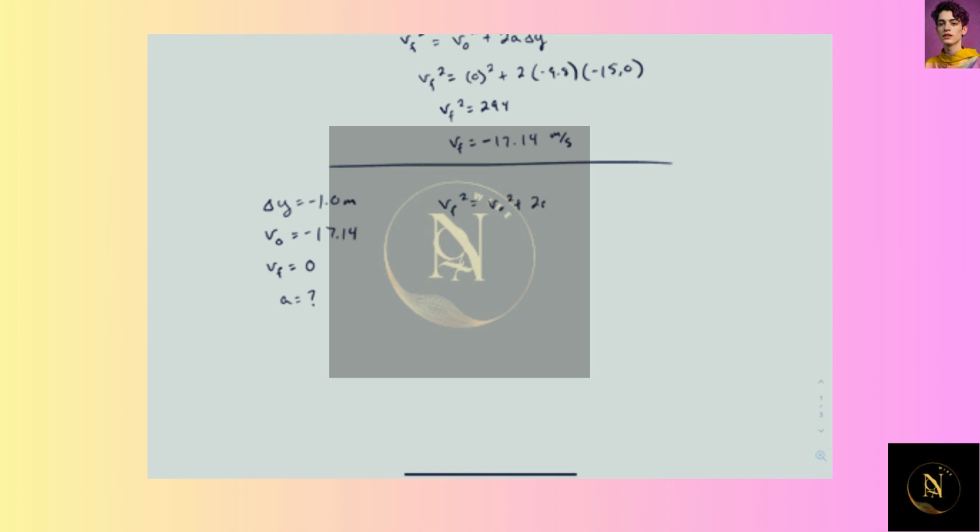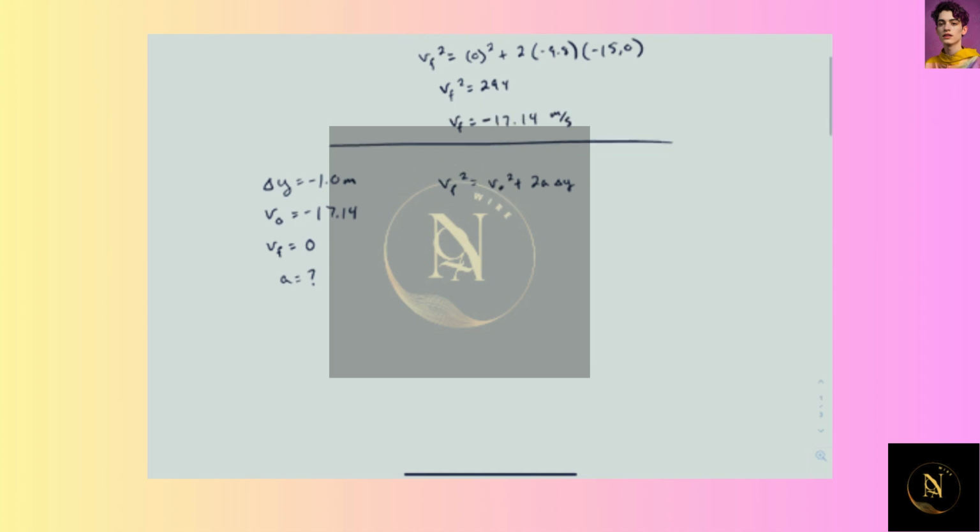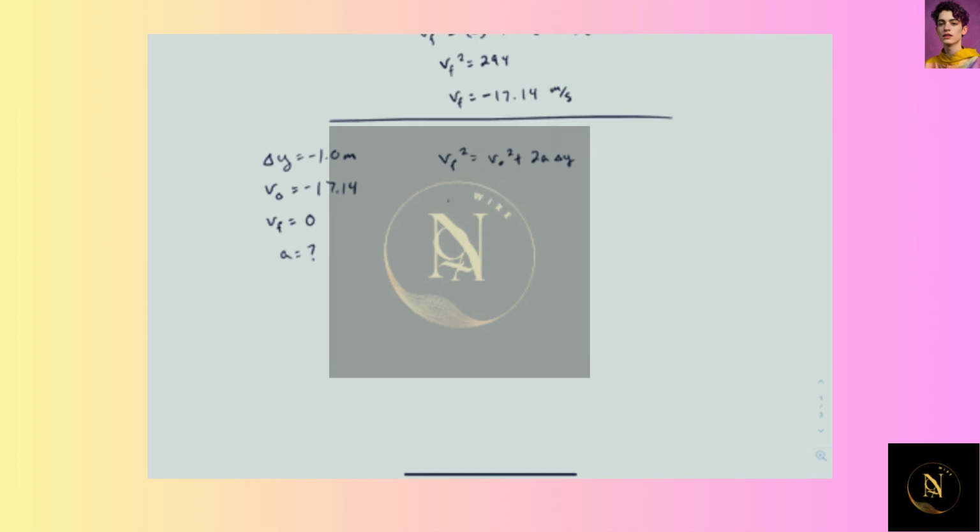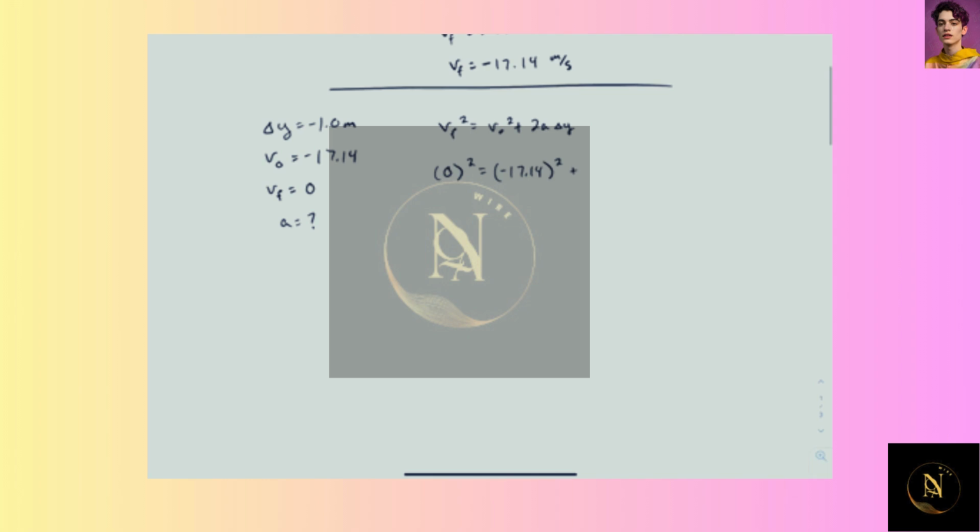But now instead of solving for final velocity, we're solving for acceleration. So our final velocity now is 0 this time. Initial velocity, so it really didn't matter if we chose positive or negative, but just want to be consistent with the signs. And our acceleration we're looking for, delta y, is minus 1.